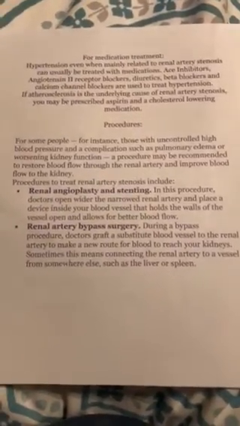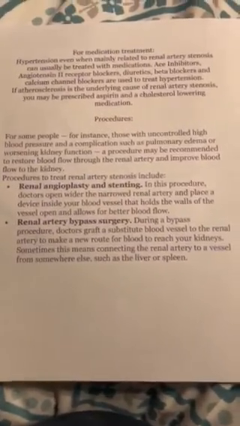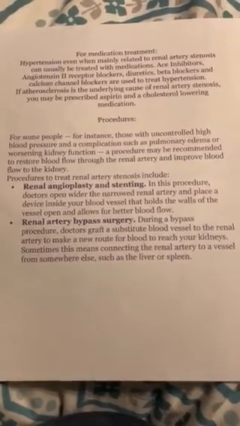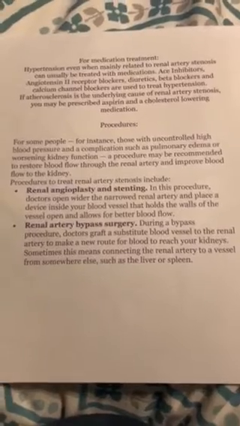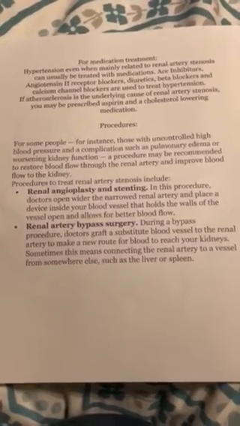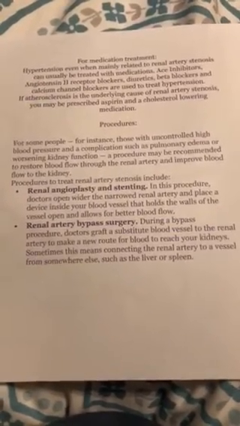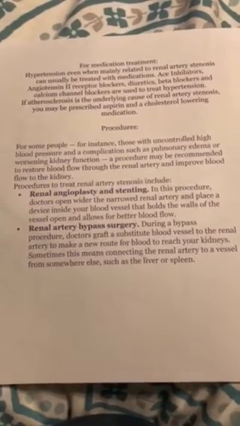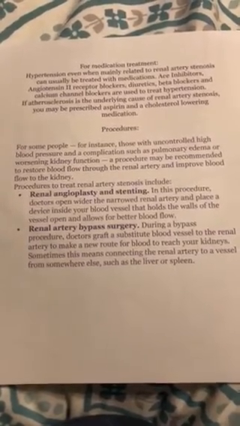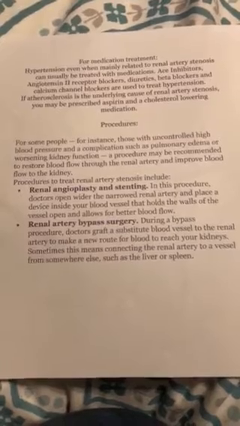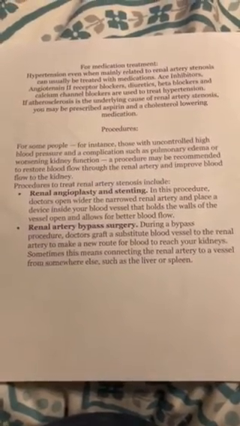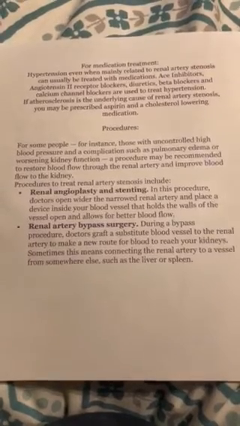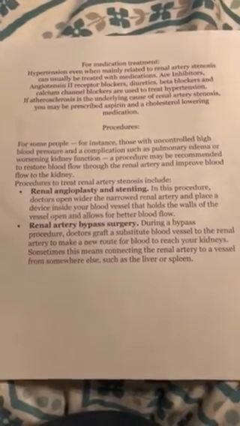And then for the procedures aspect, for some people with uncontrolled high blood pressure and a complication such as pulmonary edema or worsening kidney function, a procedure may be recommended to restore blood flow through the renal artery and improve flow to the kidney. Procedures for this include renal angioplasty and stenting. In this, the doctors open wider the narrowed renal artery and place a device inside your blood vessel that holds the walls of the vessel open and allows for better blood flow.